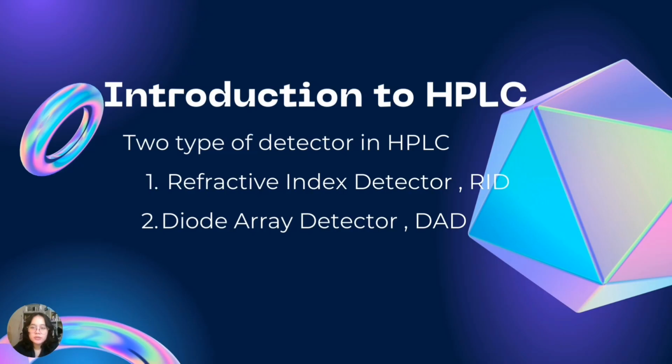Now, I'm going to introduce to you what HPLC is and the two different detectors involved in the equipment. HPLC is an analytical technique used to separate, identify, and quantify components in a liquid mixture. It involves passing a liquid sample through a column with a stationary phase, causing components to separate based on their interactions with the stationary phase. There are two different detectors in HPLC: the refractive index detector (RID) and diode array detector (DAD).